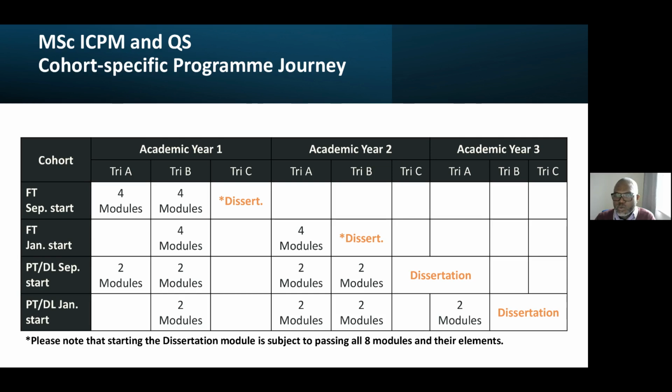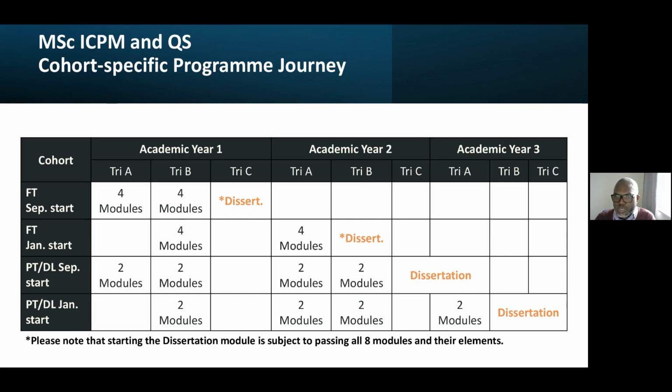However, if you fail any of the taught modules in trimester B, trimester C is when students have the opportunity to undertake their resits to pass all the failed elements within the taught modules. So you continue the journey in trimester A and complete all taught modules, and in the January of the following year, you'll be starting up your dissertation to complete your MSc program.